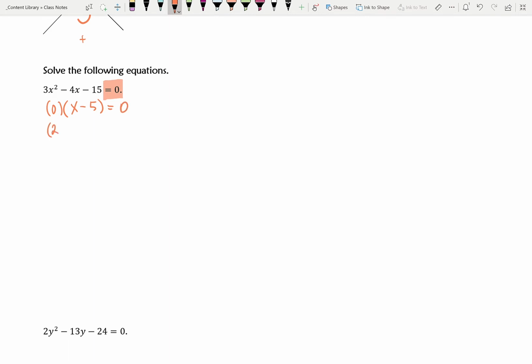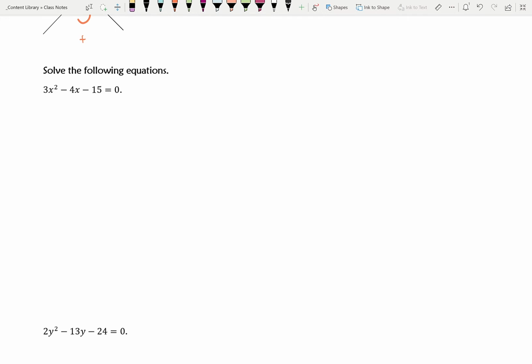Or if it's like 2x minus 2, if whatever's in the other parentheses makes that set of parentheses equal 0, the whole thing will be 0. And so we'll look for two factors, set them each equal to 0, and solve our equation.